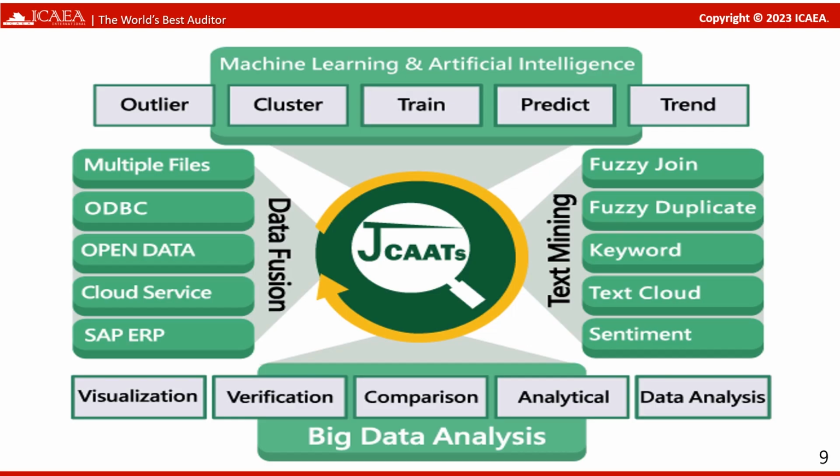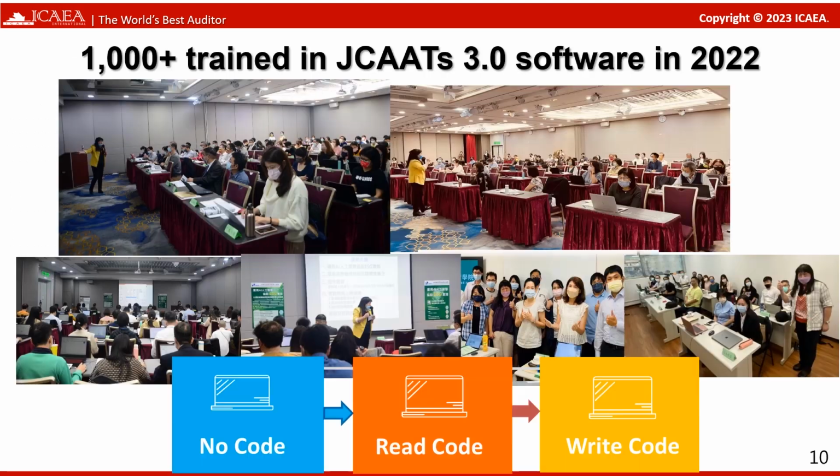Unlike traditional audit tools, JCAATs mainly includes new functions required in the AI environment, such as machine learning, text mining, and data fusion. If you're interested, you can also check out Google for many free videos to learn the modern audit software. JCAATs is currently at version 3.3, offering a user-friendly interface in 7 different languages. More than 1,000 individuals have been trained to use this tool in 2022.